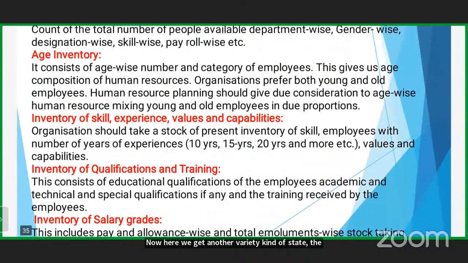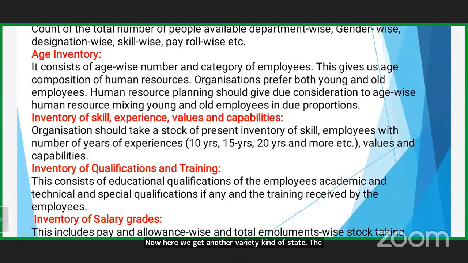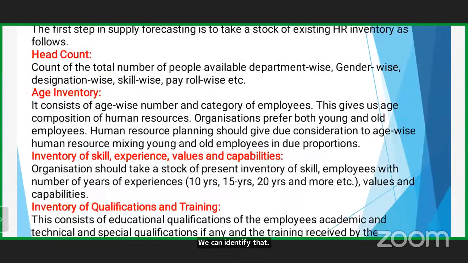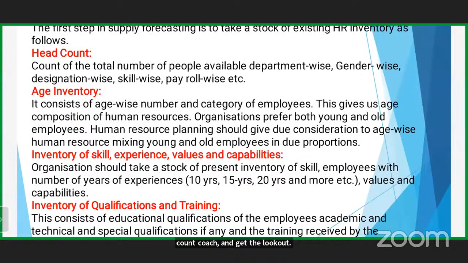Now here we can add a variety of steps. The inventory relates to identifying the head count. How many people are working in the organization? Department wise: HR department, marketing department, finance department, production department, IT department, R&D department, research and development department. Six departments, no? How many people are working in each department? Department wise we can analyze the manpower.